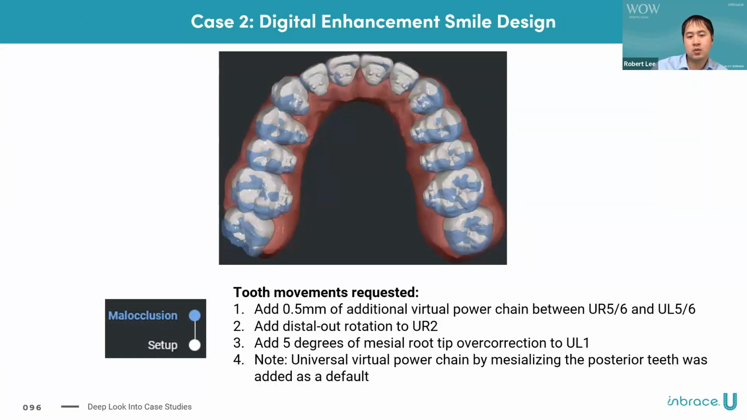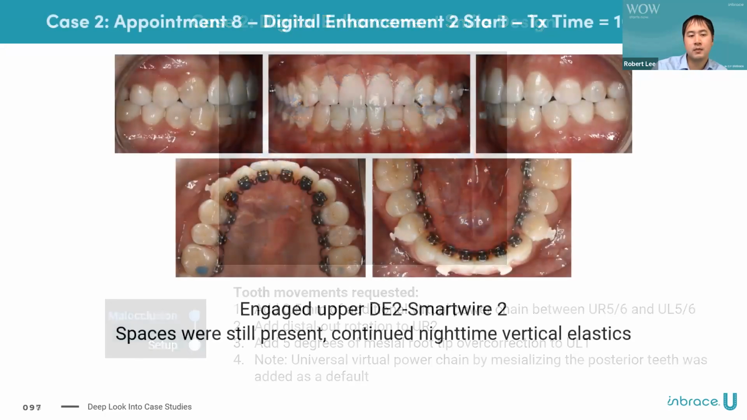In this digital enhancement wire, I added some additional virtual power chain between the upper right 5-6 and upper left 5-6 to make sure it stayed closed. And then I just added some very minor detailing.